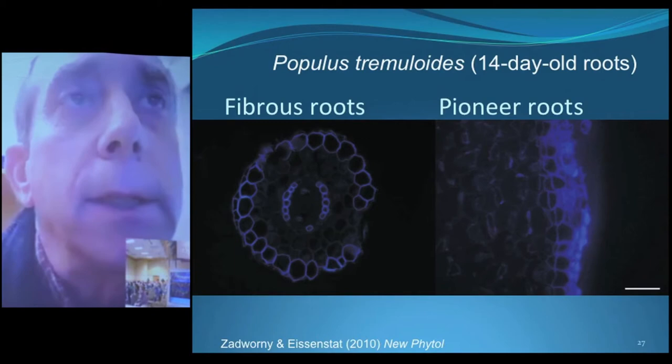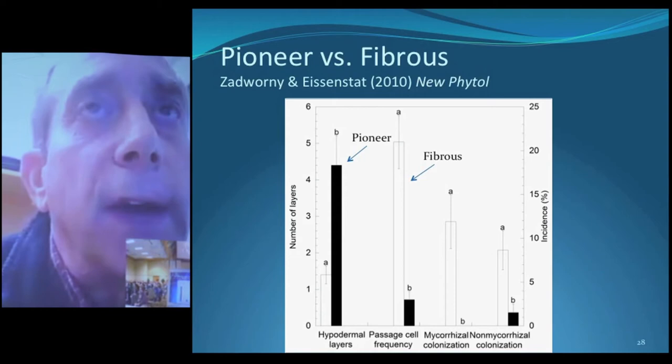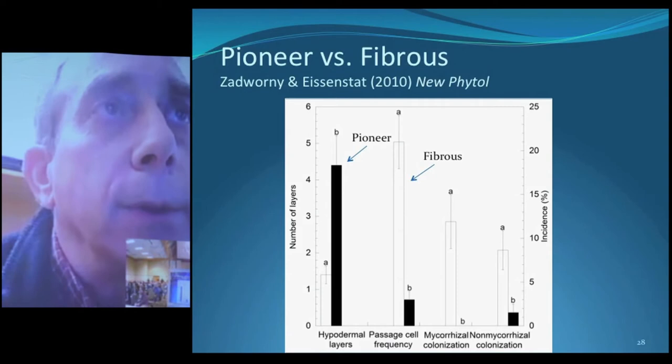And so now, next slide, is basically the average of these five different tree species. The dark bar, the black bar, is the pioneer roots, and the open bar is the fibrous roots. If we start with the hypodermal layers, like I just described, usually fibrous roots only have a single hypodermal layer, just about one, whereas pioneer roots often have about four hypodermal layers.